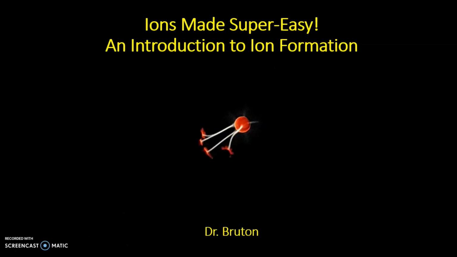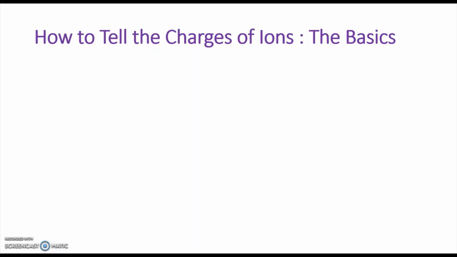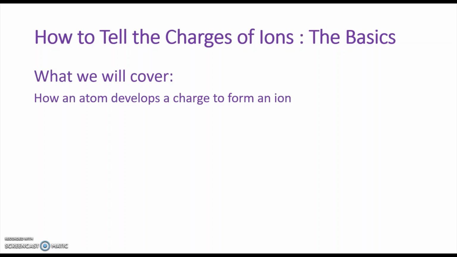The idea of this presentation is to show you how to use the periodic table to tell just about anything you want to know about ion formation, to sort of use the periodic table as a big gigantic cheat sheet. So, what we're going to cover, first, how an atom develops a charge to form an ion. In other words, how does sodium become the sodium ion, for example.